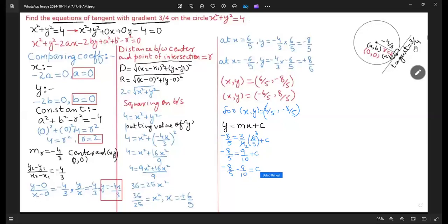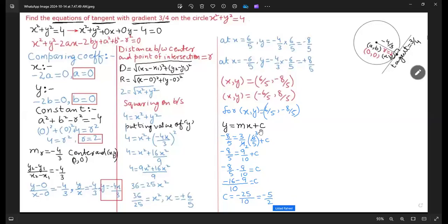Okay, so I've shifted this thing over here directly. So on simplification, taking LCM will be 10, minus 16 minus 9 equals to c. So the value of c is coming over here. C equals to minus 25 over 10, which is minus 5 upon 2.